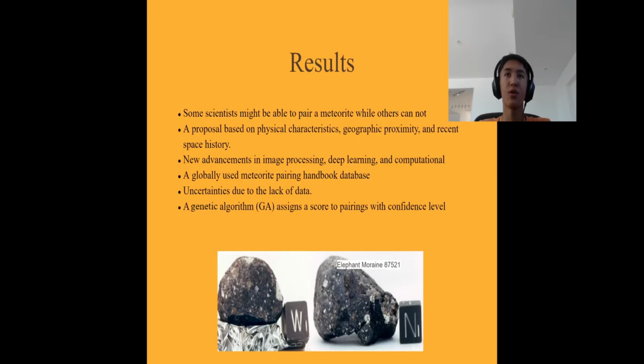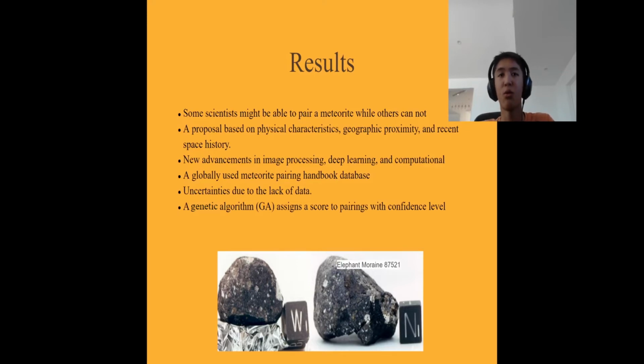One of the main difficulties of meteorite pairing is the lack of a clear set of guidelines. Scientists use a variety of analytical techniques to determine pairs, and yet some scientists might be able to pair a meteorite while others cannot. For example, Benoit considered the primary characteristics as shock rate, phaolite, and ferrosilicate content, while Bogdanovsky used mineralogic composition and textures of Denvaux to compare it with other primitive chondrites. A proposal for a global meteorite pairing system falls under three categories: physical characteristics, geographic proximity, and recent space history.